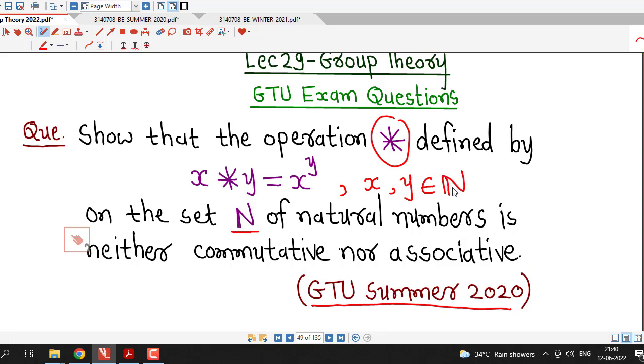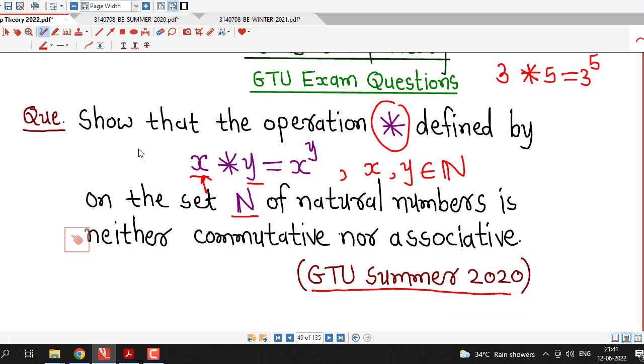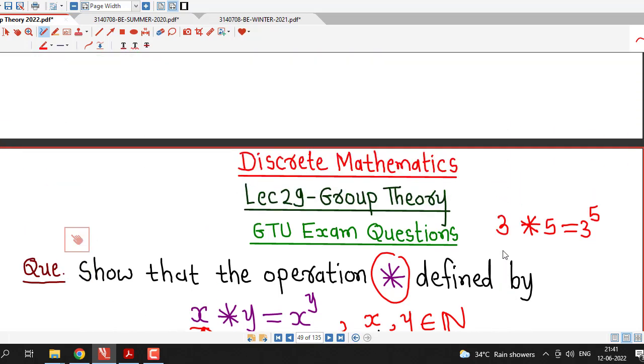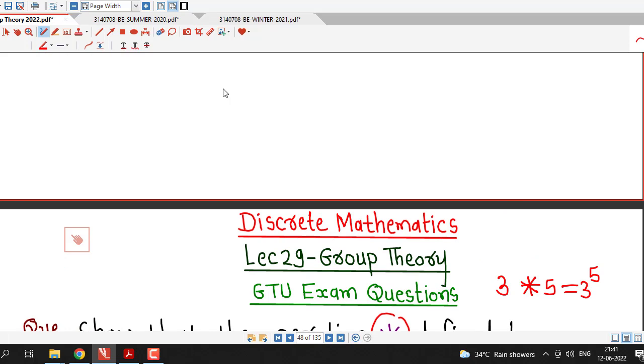So for any two natural numbers, binary operation star is defined in this way: x star y equal to x to the power y. For example, if I have 3 star 5, then I can compare with this x star y. If I have x star y, I have to take x to the power y. So here it is defined in this way, 3 raised to 5. So we have to show that this operation is neither commutative nor associative, and we are familiar with the definition of commutative and associative binary operation.